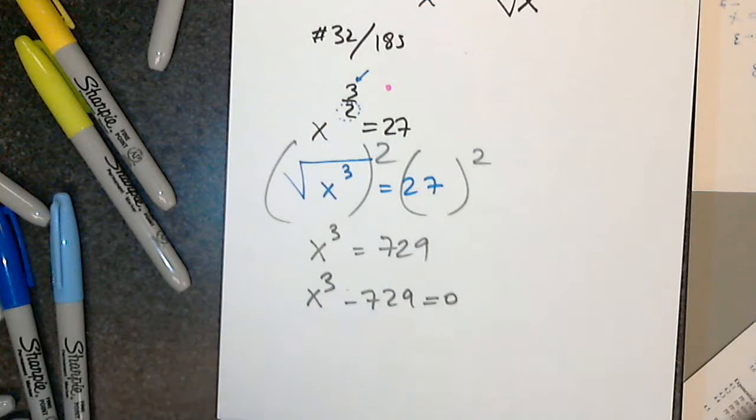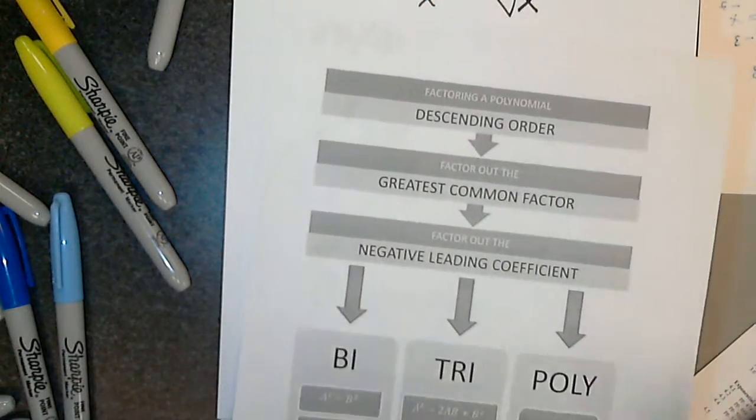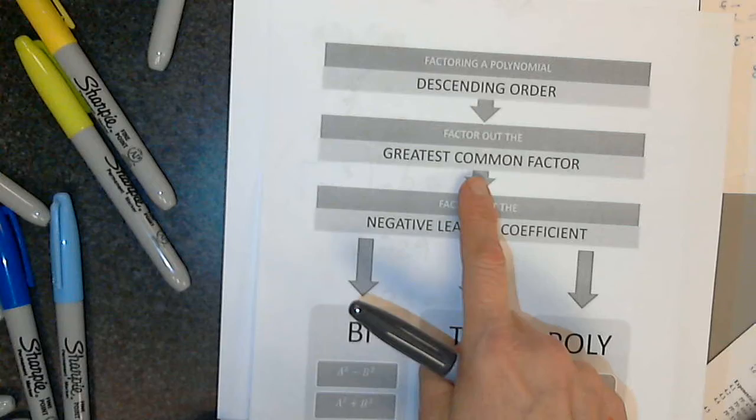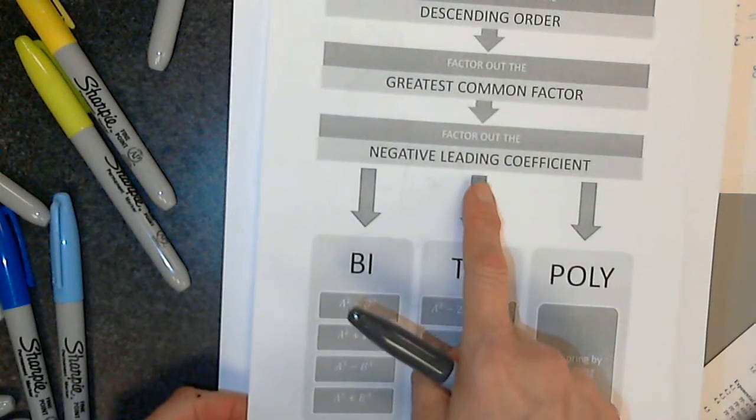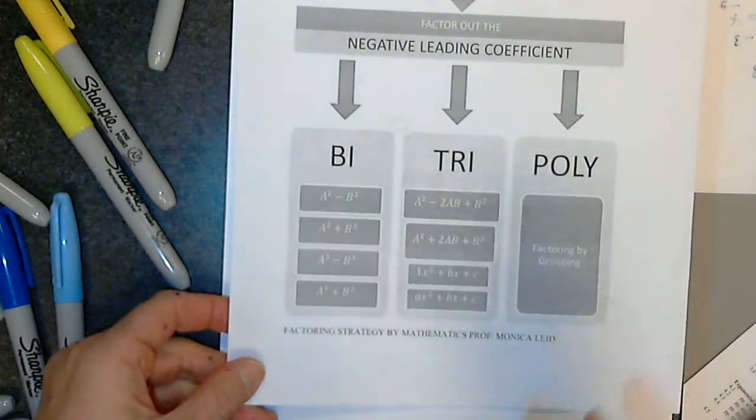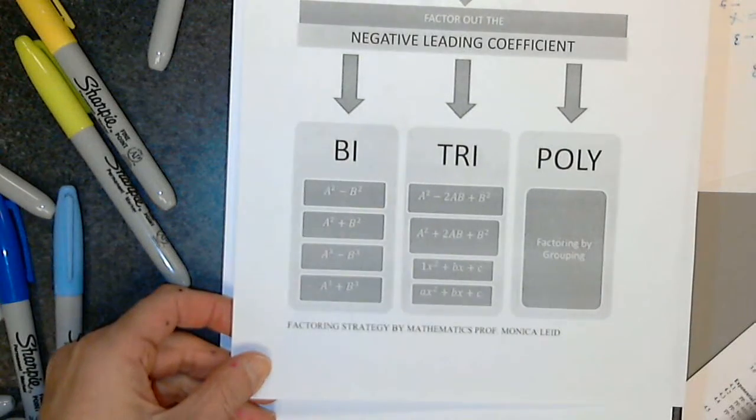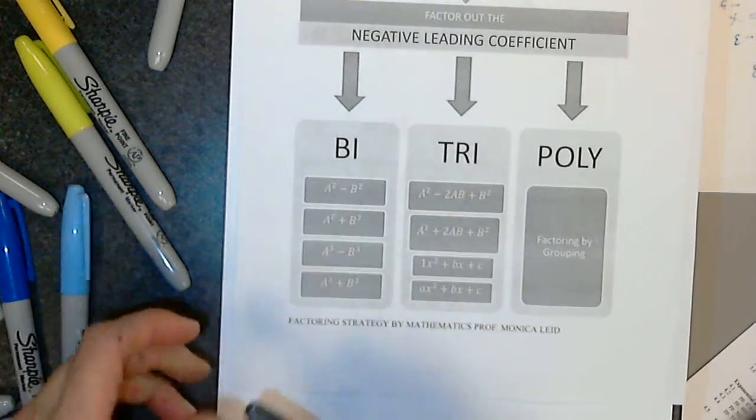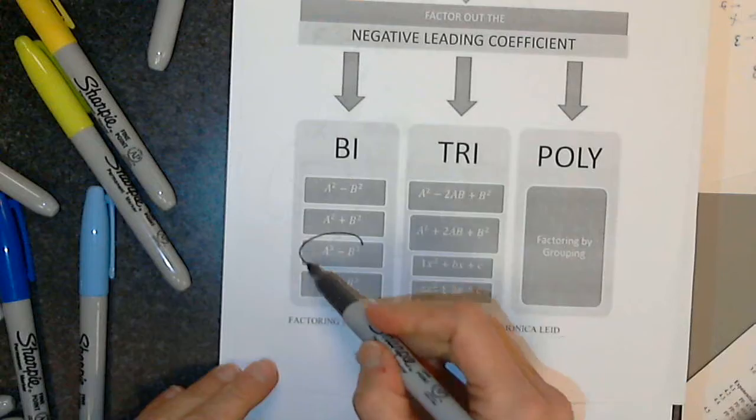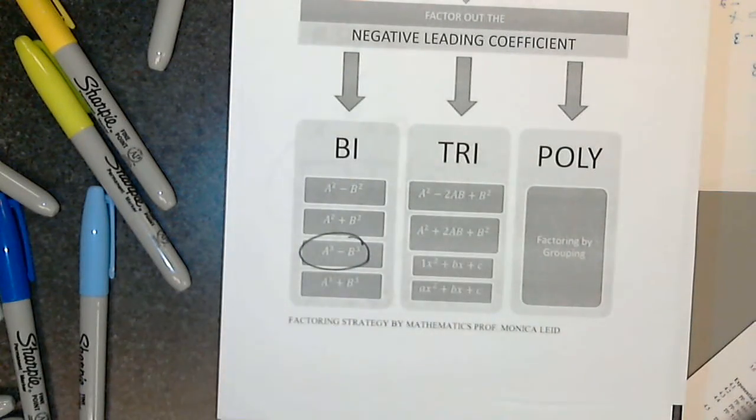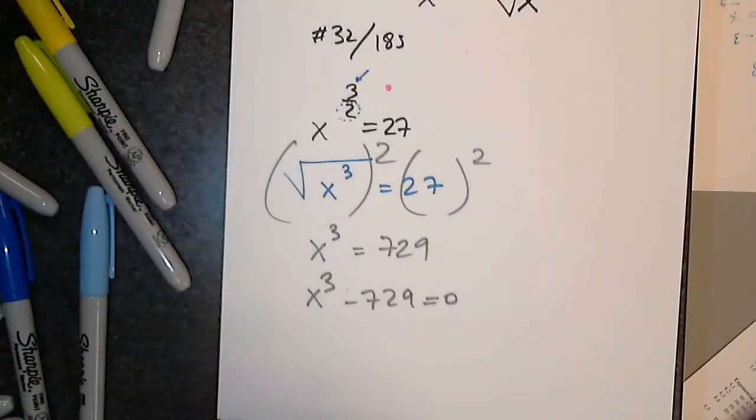Exactly. So what type of polynomial is this? It is not a trinomial. It's a binomial. It's in descending order, no greatest common factor, no negative leading coefficient. Which strategy will I pick? Exactly. This one: a cubed minus b cubed. It's a binomial, and this is the difference of cubes.